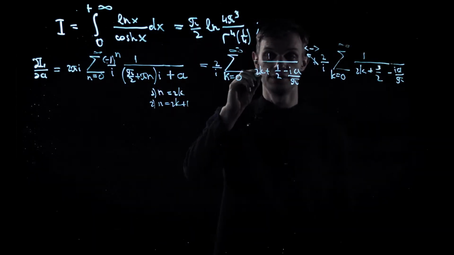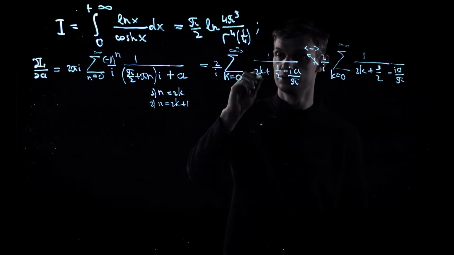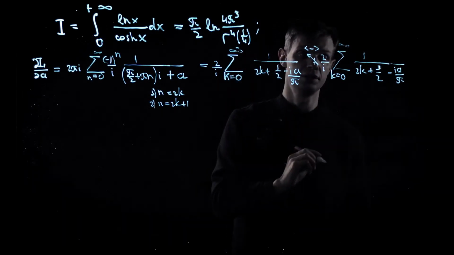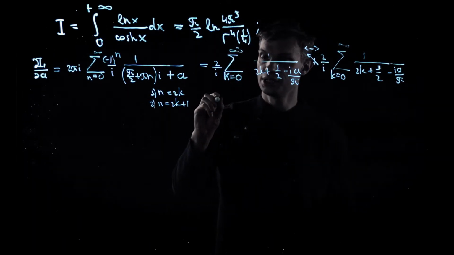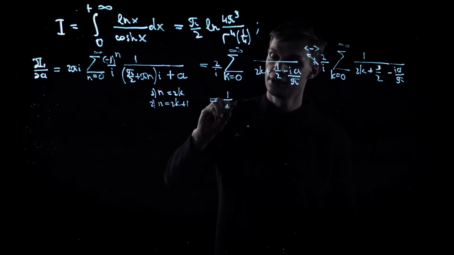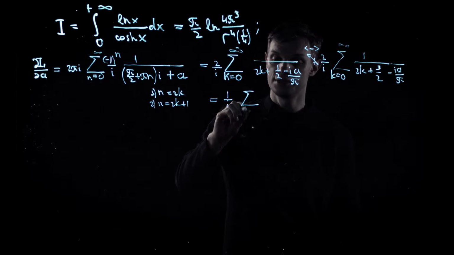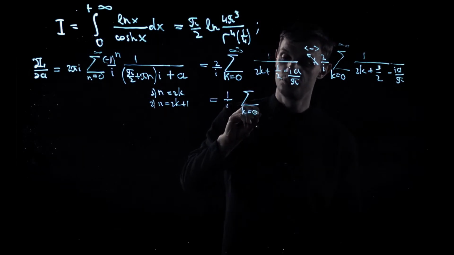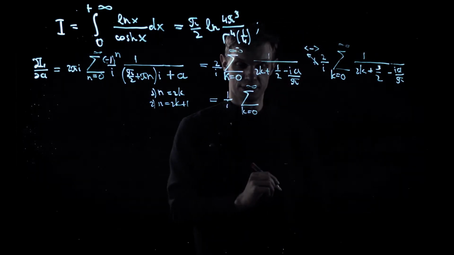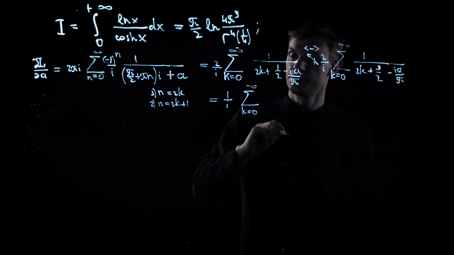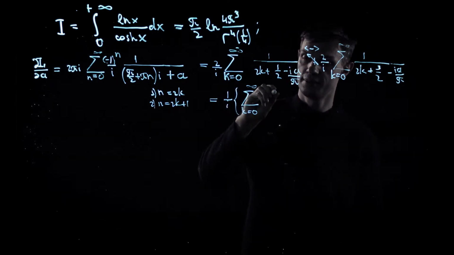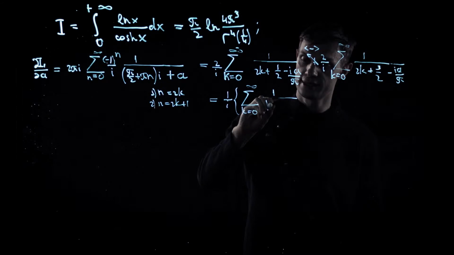We can factor out two prefactors here and here, and what we get is the combination of two very suitable sums which we just encountered when we discussed the properties of the digamma function. Namely, the first sum is just 1 over k plus 1/4.